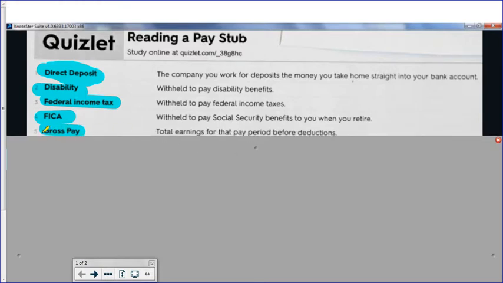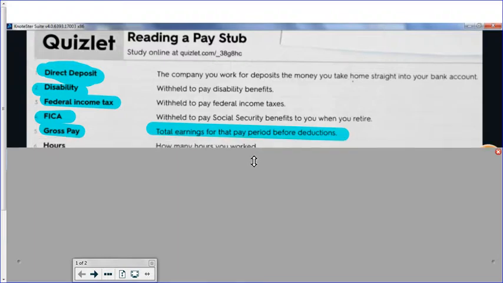Gross pay, very important vocabulary. These are the total earnings for that pay period before any deductions, before any money is taken out. So gross pay is the hours you worked, the number of hours, times your rate of pay, how much you make an hour. That will equal gross pay. Hours. That's how many hours you worked.